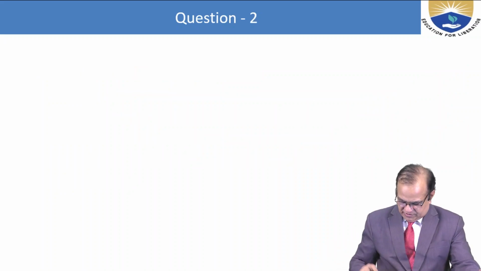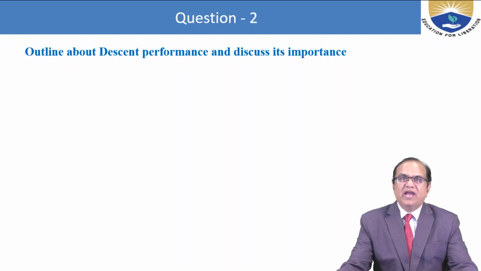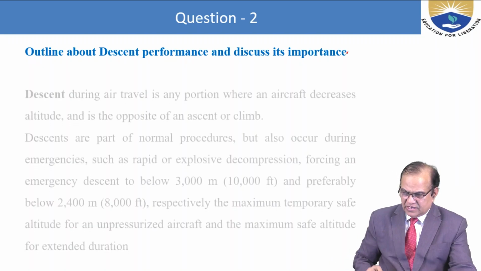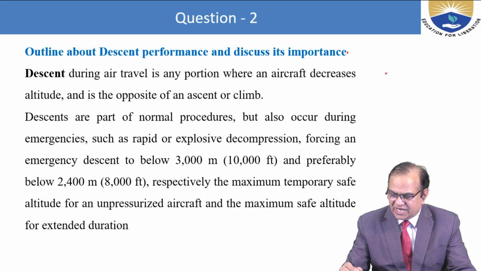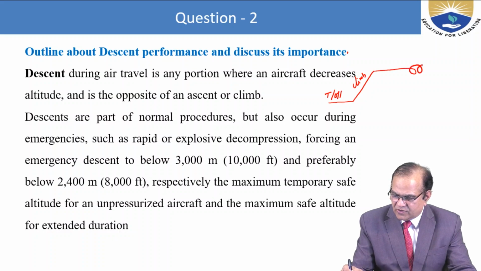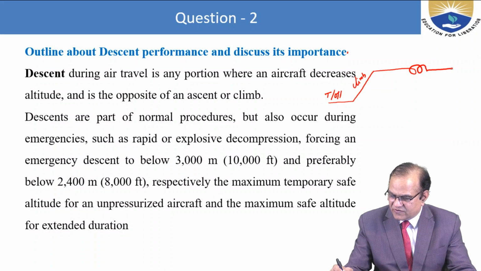Now I will go for the question number 2, which is outline about descent performance and discuss its importance. As of now, you have seen that I have discussed in the previous question about the climb. So this is the takeoff. From here it is a climb. From climb it is a cruise. In between it is a maneuvering. This is the descent, and this is the landing. So this phase is called the descent.